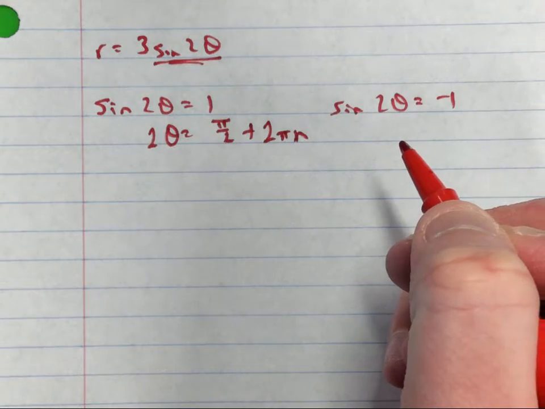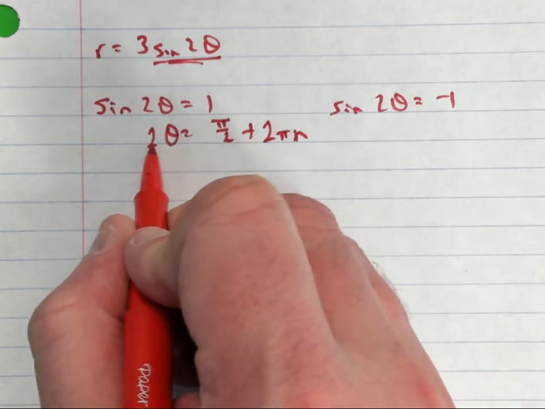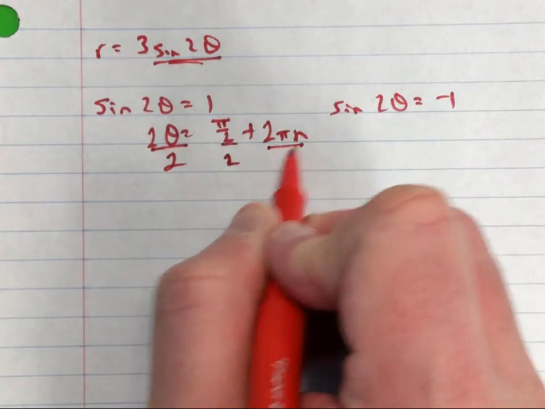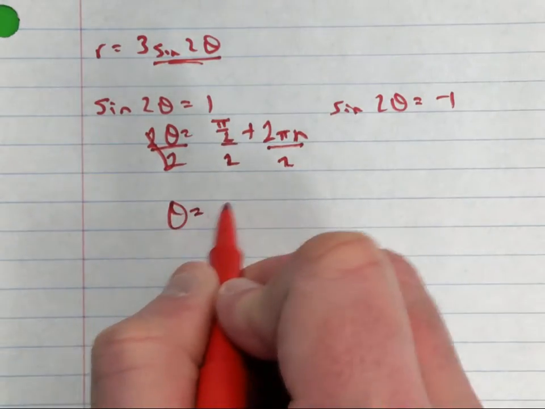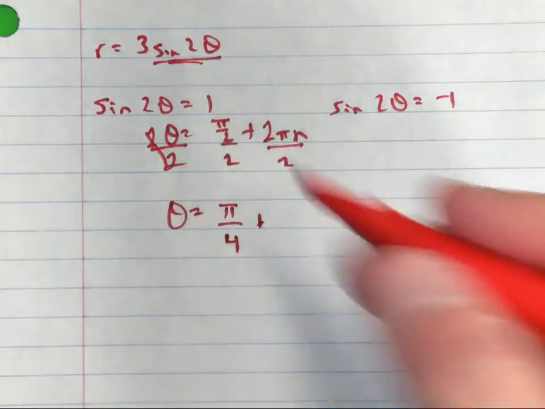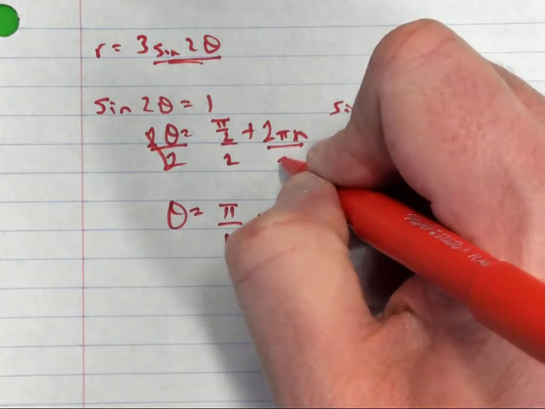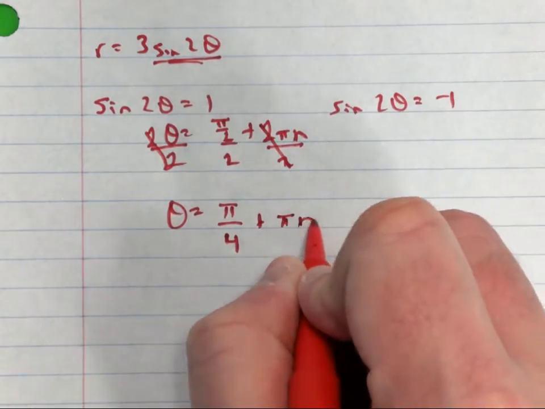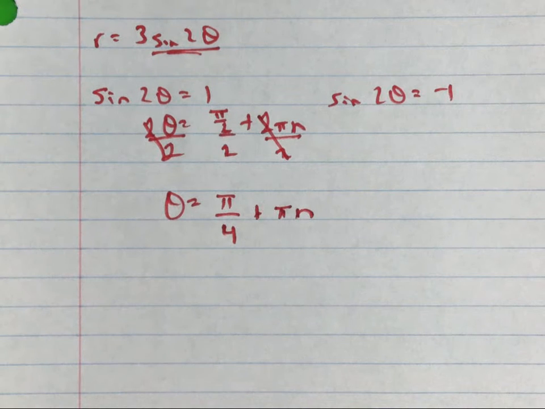You always do that. Now I got to get theta by itself, so I'm going to divide everything by what? Theta equals pi over, that's going to give me pi over what? What happens to these 2's right here? Okay. Now, there's 4 petals. I got 2 equations.